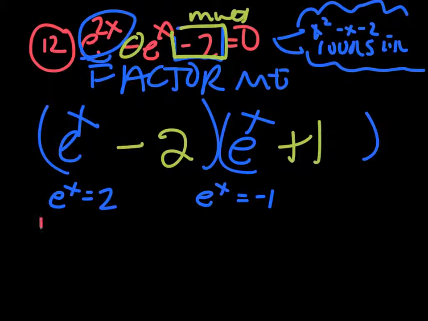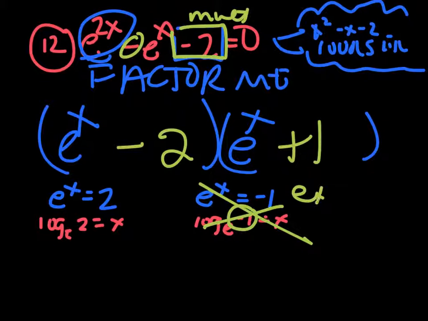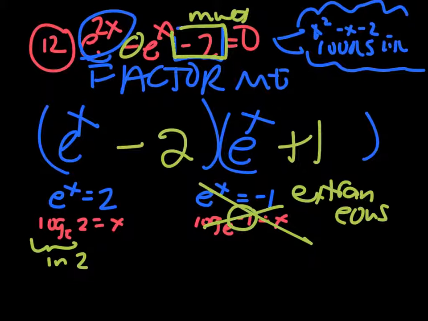So if I do log base e of 2 equals x, log base e of negative 1 equals x. First thing you should notice is that you have a negative here, which you can't do. So this is extraneous. And so now log base e is just natural log. So I'm going to put natural log of 2 in the calculator. And that gets me my x is approximately 0.69.